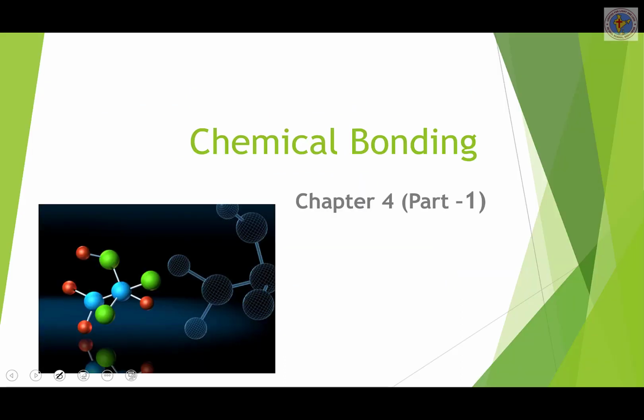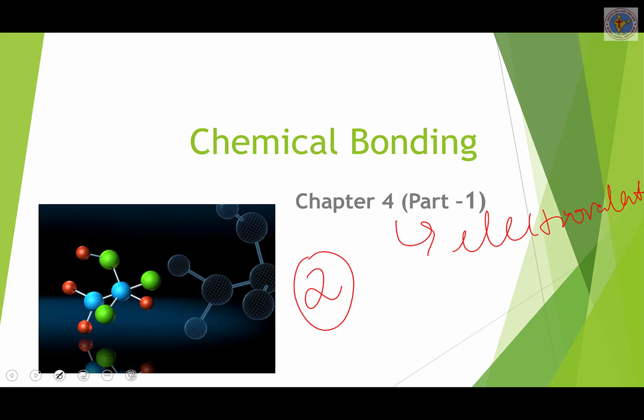Dear students, let us start Standard 9 ICSE syllabus Chemical Bonding. This is chapter 4. Children, this chapter I am going to divide into two parts. In the first part we will discuss electrovalent bond, and in the second part we will discuss covalent bond.